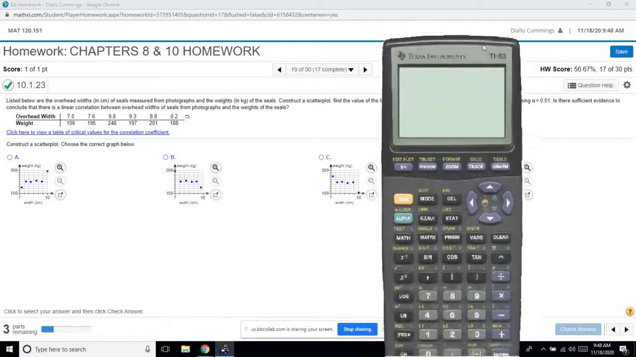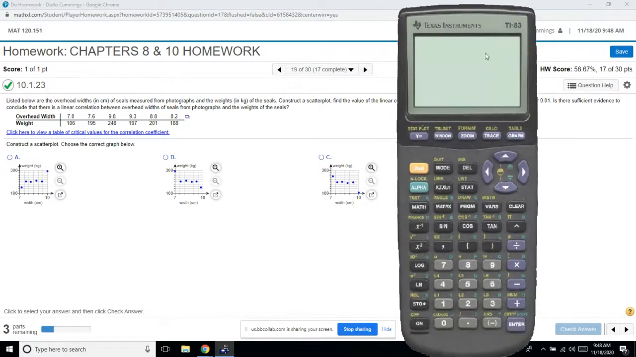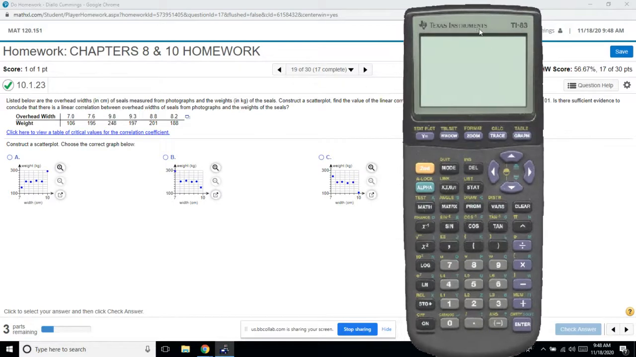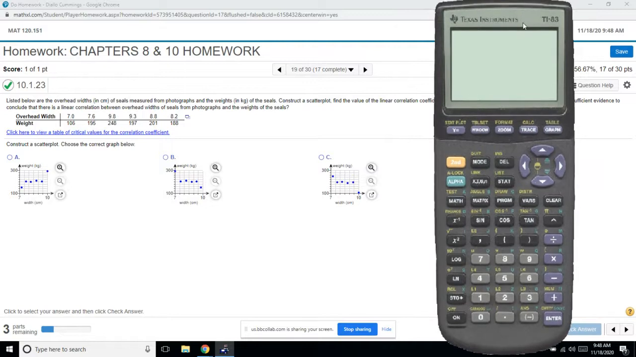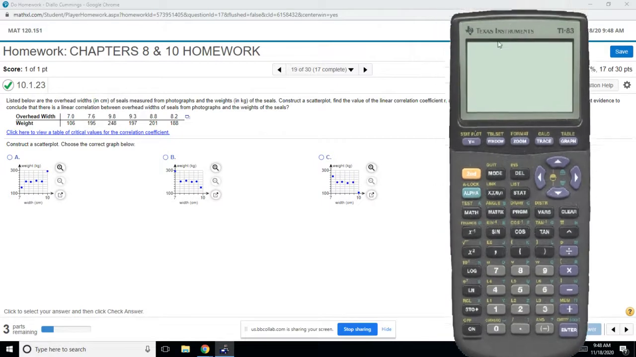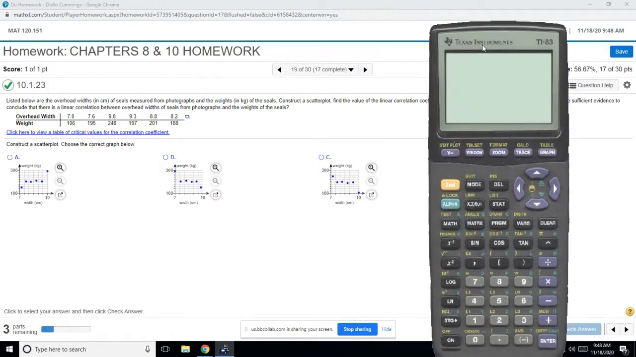I have a TI-83 that's actually on my screen, but I also have a handheld TI-84 Plus. So I'll kind of go through the steps first using the TI-83, and then I'll switch to the document camera and we'll use the TI-84. Okay, but the key step should be the same for the two calculators.